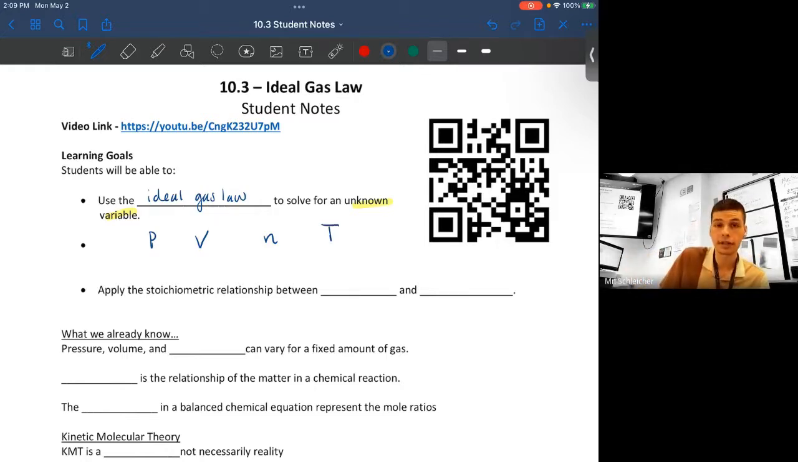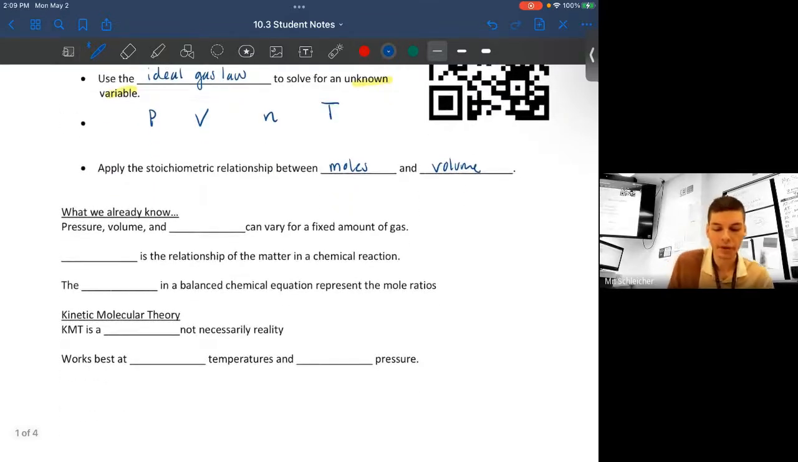The other thing that we're going to do in this lesson is apply the stoichiometric relationship between moles and volume. So there's going to be a relationship there that we'll be able to see. What we already know here is that pressure, volume, and temperature can vary for an amount of fixed gas.